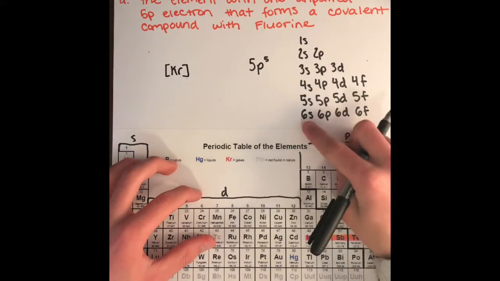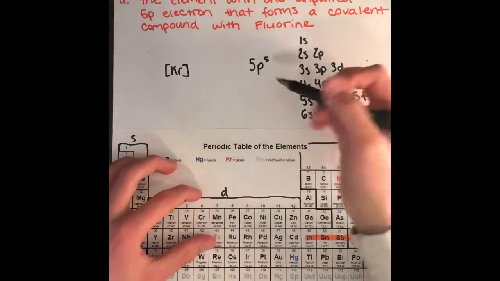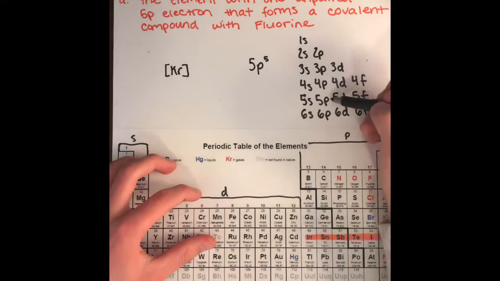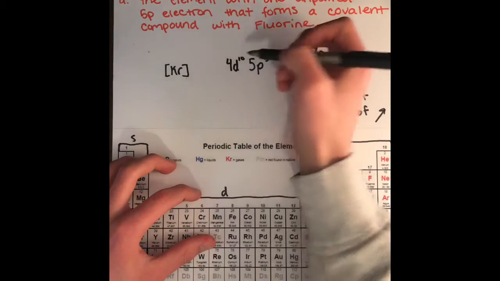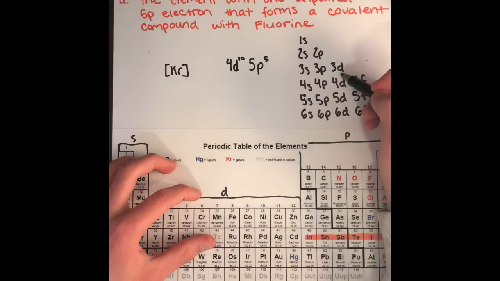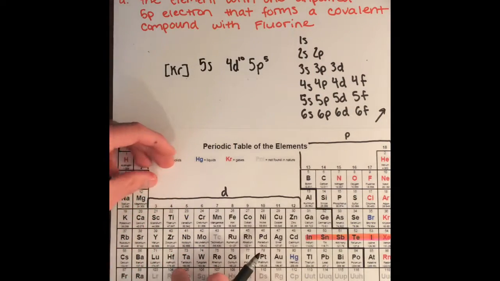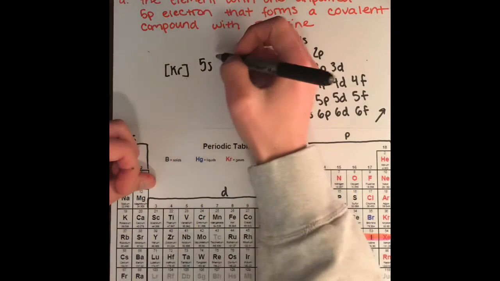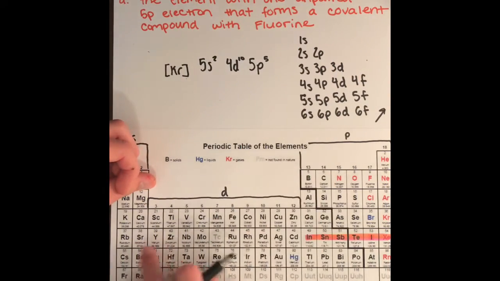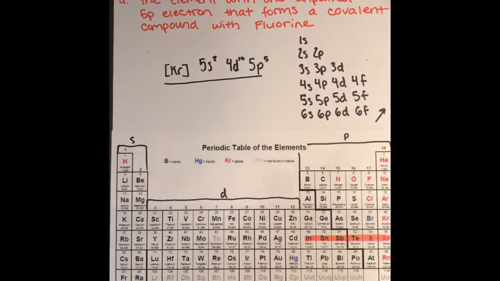Using this table right here, we can go diagonally, this way, to figure out the numbers in between. So 5p to 4d, and d can hold 10, and then going from 4d back to 5s, which will bring us all the way back over to rubidium, and since it has filled all the way up to iodine, that is also full, ending in krypton. So there it is, iodine electron configuration.